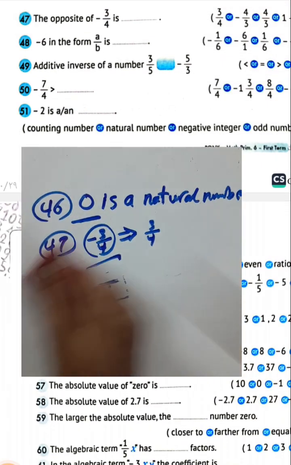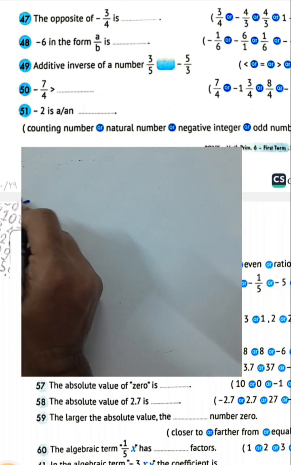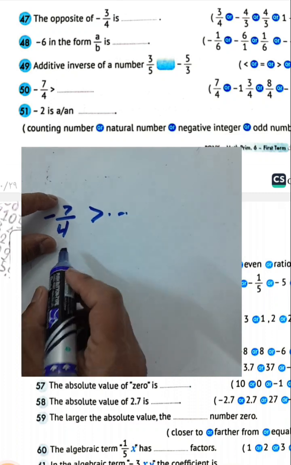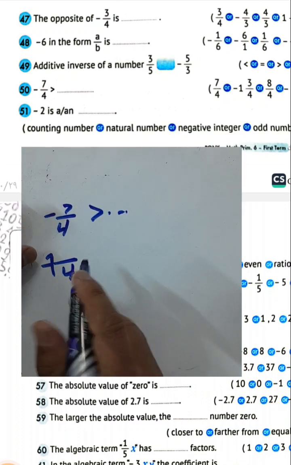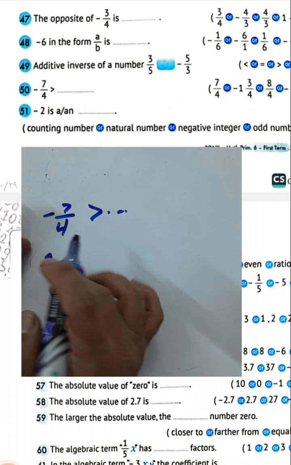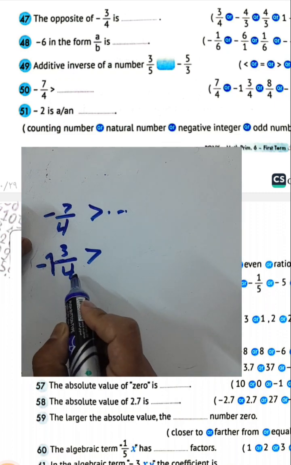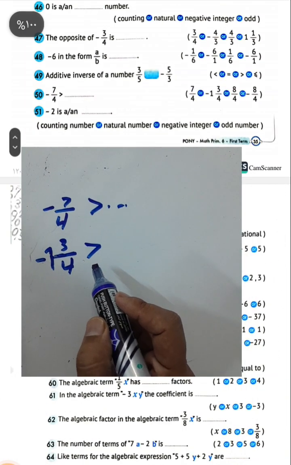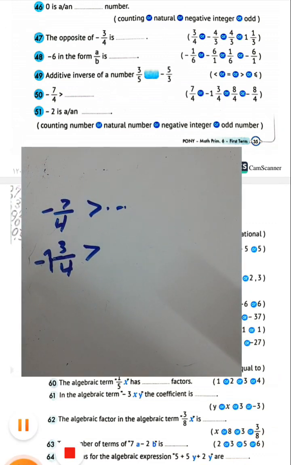We can convert negative 7 over 4 from an improper fraction to a mixed number. Write negative outside and write 1 outside: 1 times 4 equals 4, and the remainder is 3. So negative 1 and 3 over 4 is greater than what? Negative 1 is greater than negative 8 over 4, because negative 8 over 4 equals negative 2.